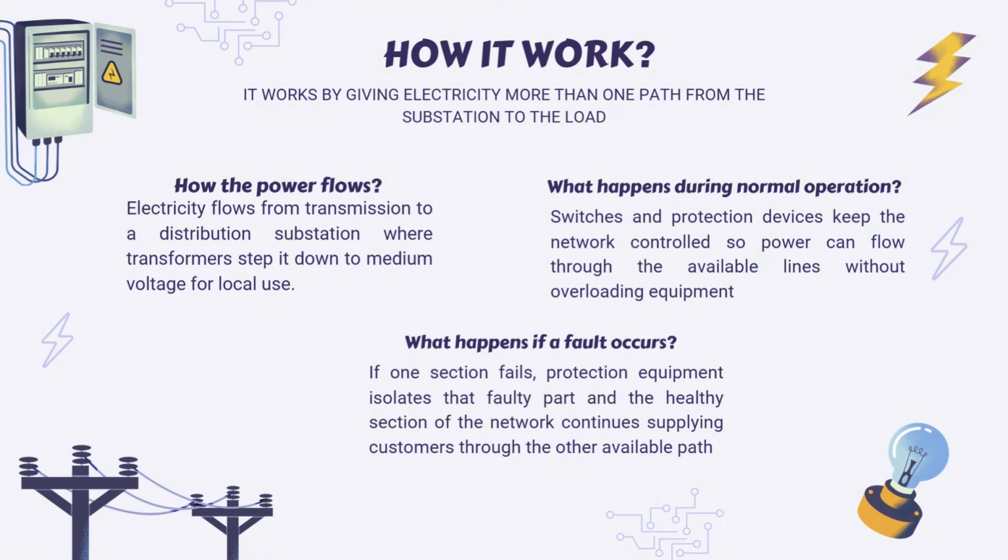What happens if a fault occurs? If one section fails, protection equipment isolates the faulty part and the healthy sections of the network continue supplying customers through the other available feeds. That is the main advantage of a network system compared with a radial system, which has only one supply path.